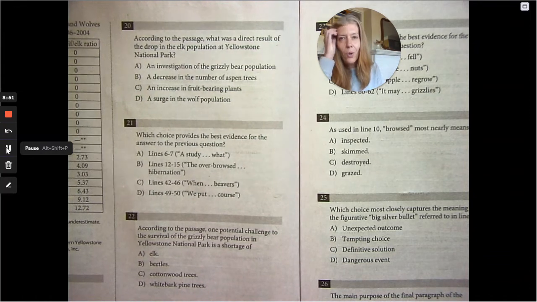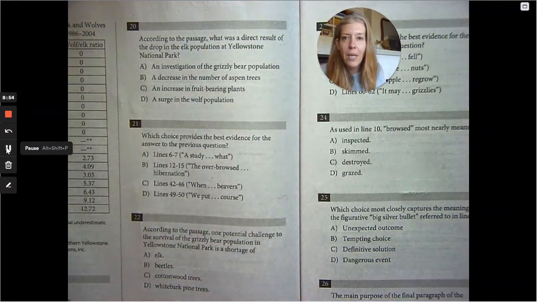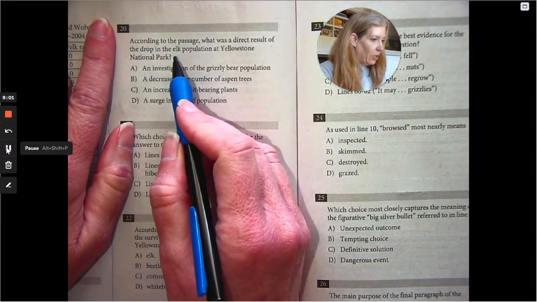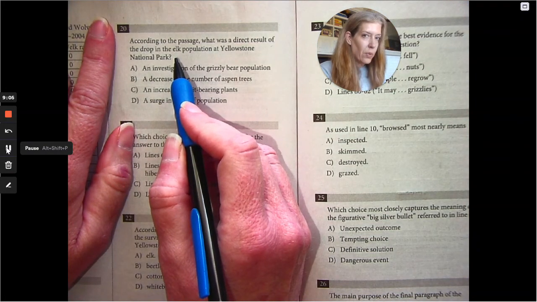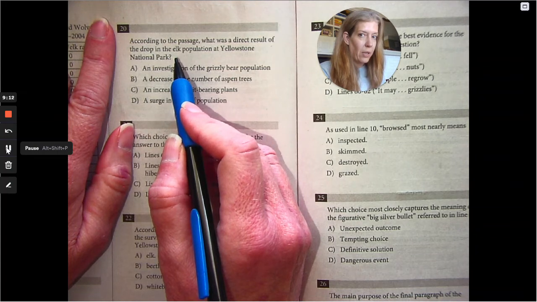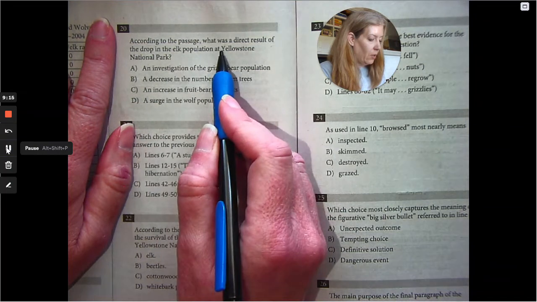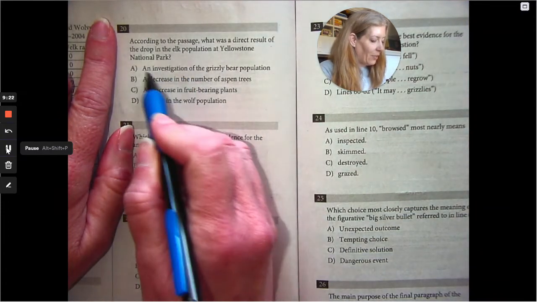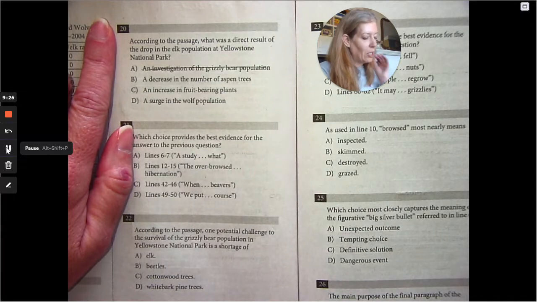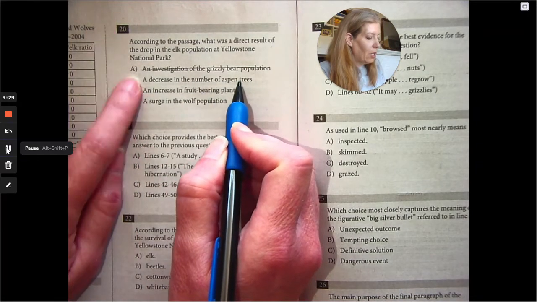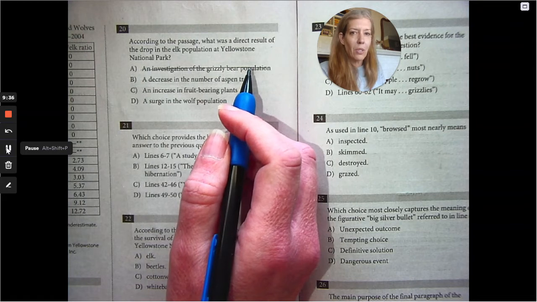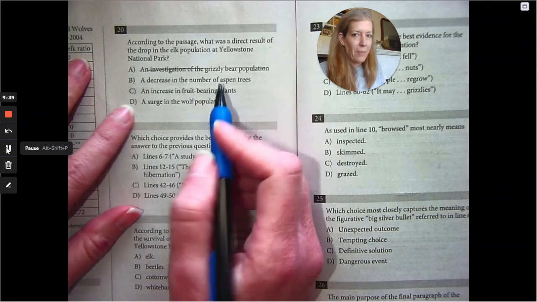According to the passage, what was a direct result of the drop in the elk population at Yellowstone National Park? Direct result of the drop in the elk population. Well, we can answer that, right? So there was a drop in elk. Investigation of the grizzly bear. No, the direct result of the elk was not an investigation of the grizzly bear population. A decrease in the number of aspen trees. I remember them talking about aspen trees, but I don't think it was because of the elk population. But I won't get rid of it because I'm not 100% sure.